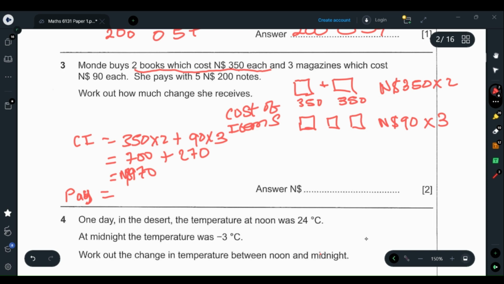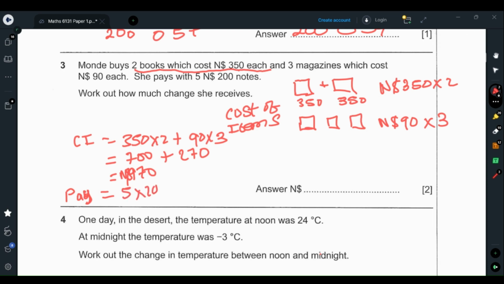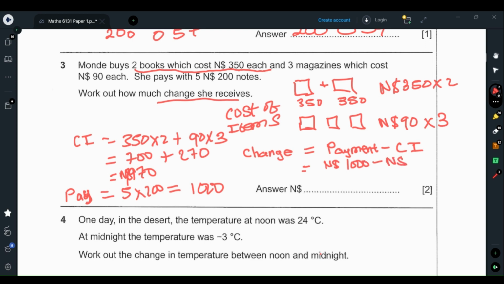And then she paid, how much did she pay? She paid 5 times 200, that is 1,000. All right. So work out how much her change is. Work out how much change she receives. So change will be equal to the amount that she paid, which is payment, minus cost of all items. So that is 1,000 minus 970, and that gives us 30 Namibian dollars. All right, cool.